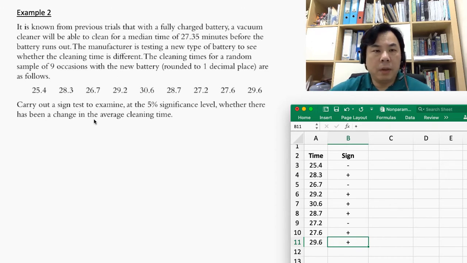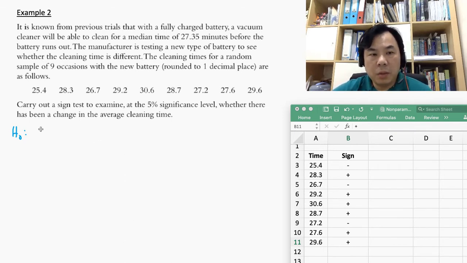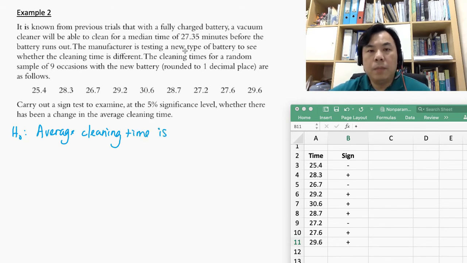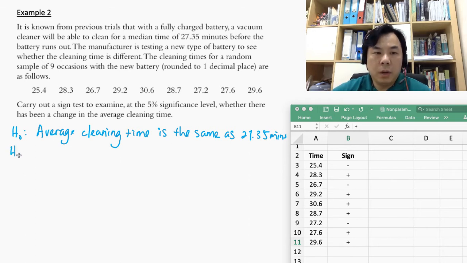All right. Now, as usual, we can write down our hypothesis statement here. So here we are going to test at 5% whether there has been a change in the average cleaning time. So here we can say that the average cleaning time is the same as 27.35 minutes here.